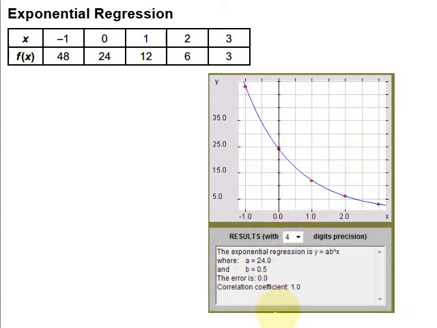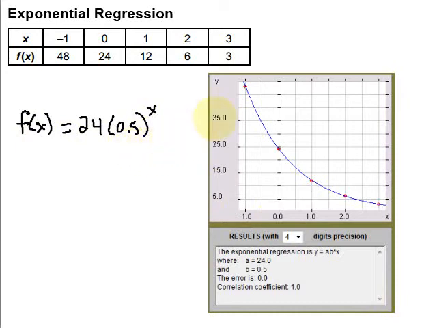So for this one, my function's going to be, if I write it out here, filling it in, and I'll write it as f of x because that's what we have for our data. f of x equals, a is 24, and then we've got times b, which in this case is 0.5, and then that's to the x power. Okay, so there's our function.